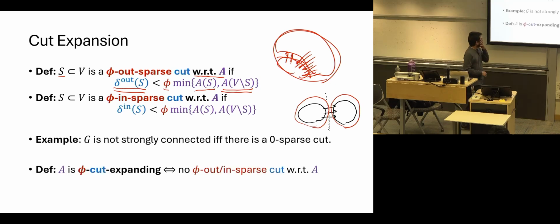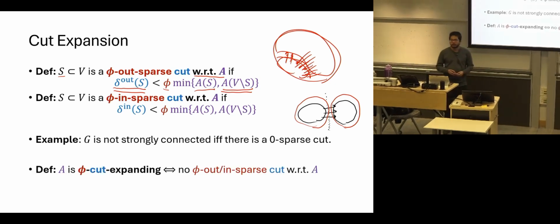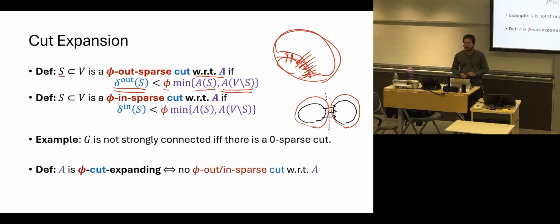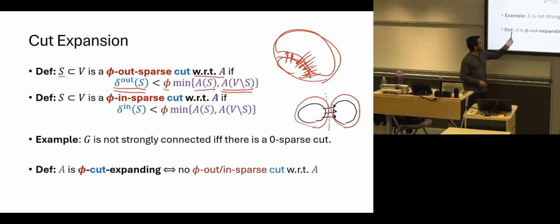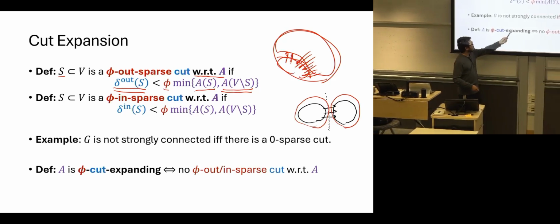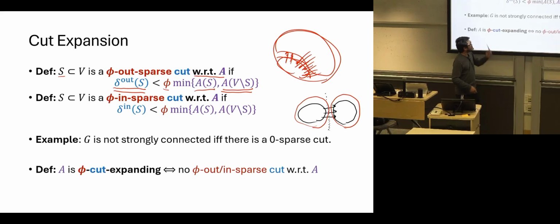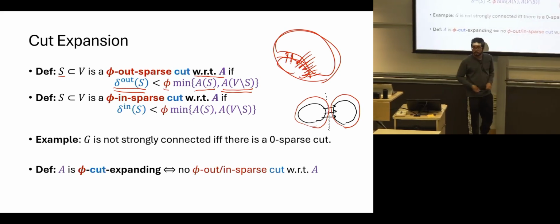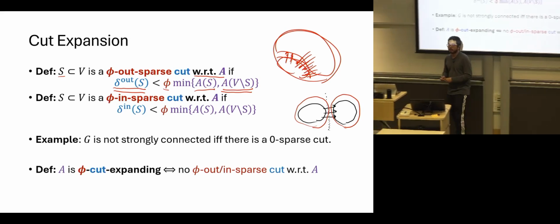Okay, so now we can say what is cut expansion. We say that the node weighting A is phi cut expanding if there is no phi sparse cut, out or in.